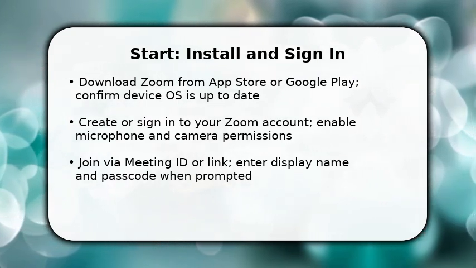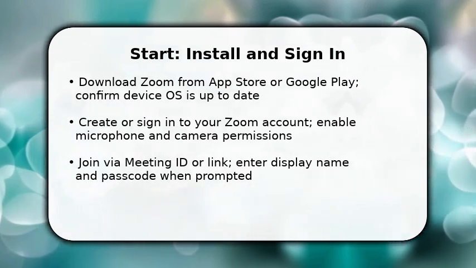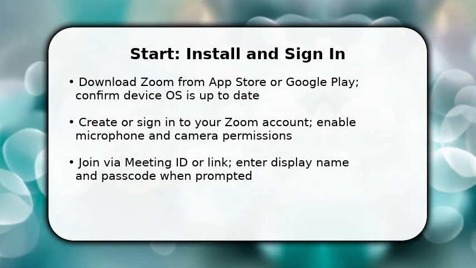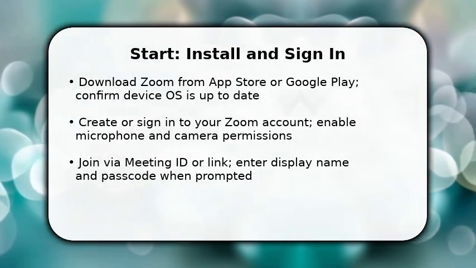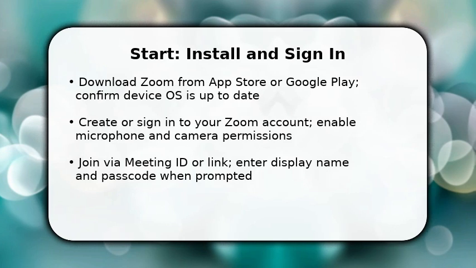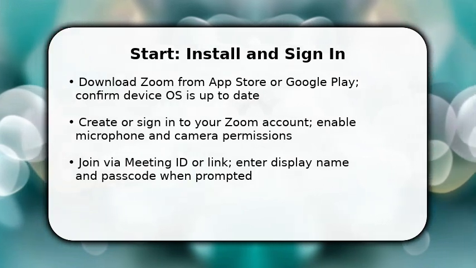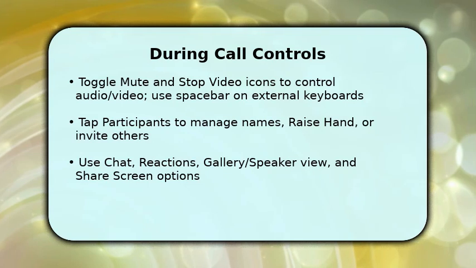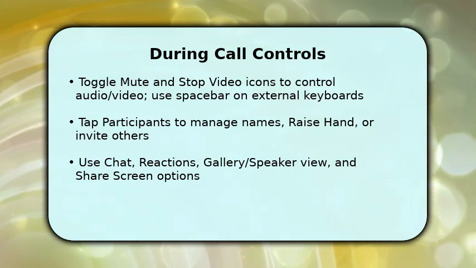That saves settings. Next, tap Join and either paste the meeting link or type the meeting ID and passcode. If you're in a hurry, use the link, otherwise confirm your display name so others recognize you. Once in the meeting, learn the controls so you can participate smoothly.